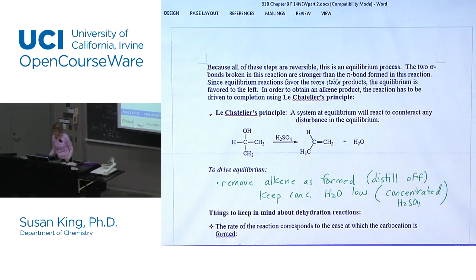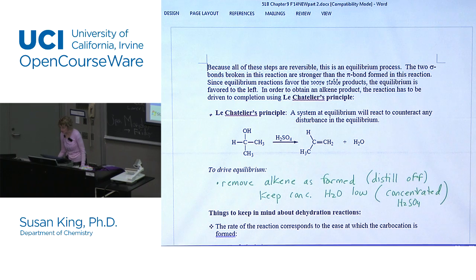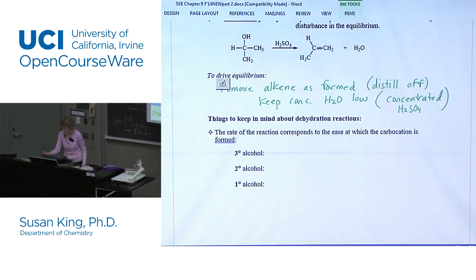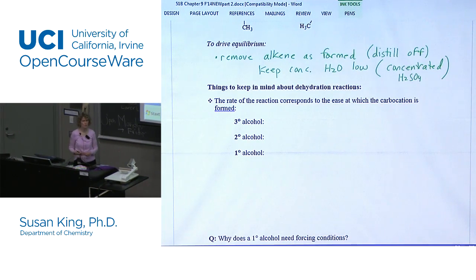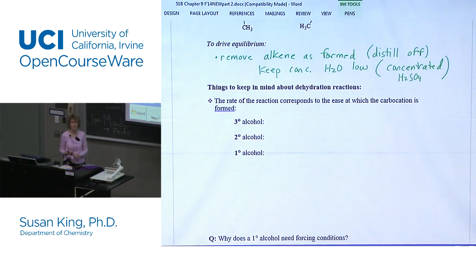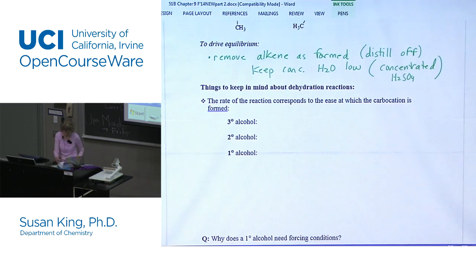All right. So we were talking about dehydration last time. And the mechanism depends on whether we have a primary, a secondary, or tertiary alcohol. If we have a primary alcohol, we get an E2 mechanism. If we have a secondary or a tertiary, we get an E1 mechanism. All right, so that's where we left off last time.